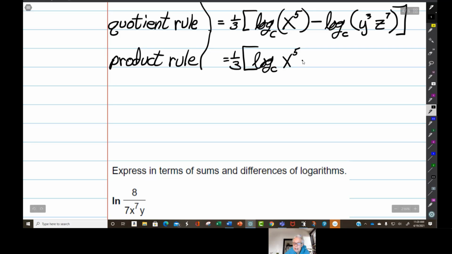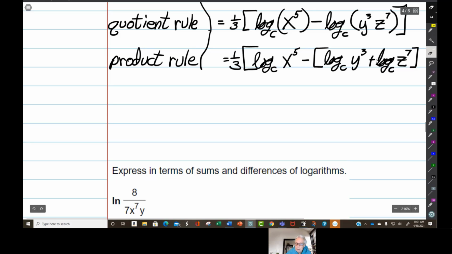Oh, wow. Minus. Okay. All right. I need to put brackets again. Brackets. Log base c of y to the 3rd plus log base c of z to the 7th bracket. Now, watch what I do. You probably haven't seen this since pre-algebra.